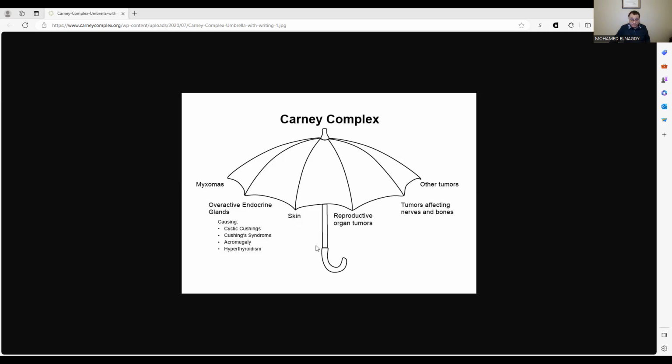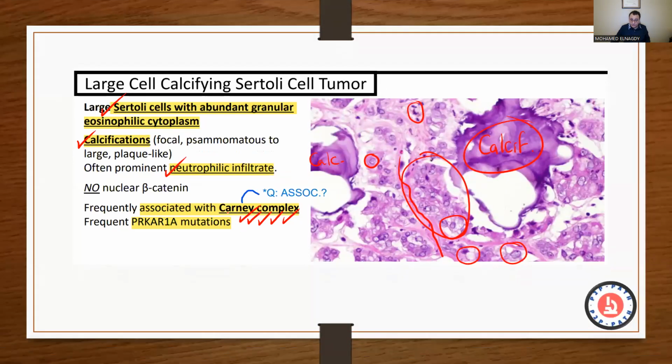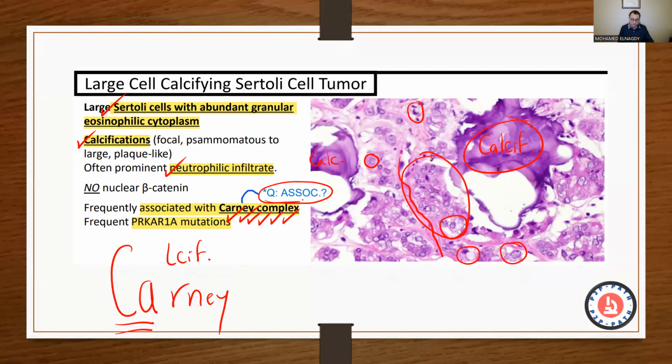So this umbrella makes me remember the Carney complex, but this is the Carney complex association with this calcifying Sertoli cell tumor. You can also remember it from the CA: calcifying Sertoli cell tumor, Carney complex. So you can remember it from the CA and the CA. There's also the protein kinase A R1A mutation. It's frequently associated with that one, but it's commonly asked about in the Carney complex. This was the question that was asked in BoardVitals, as I remember.